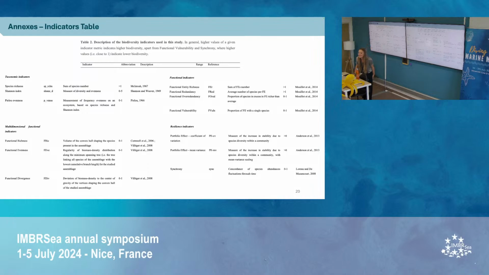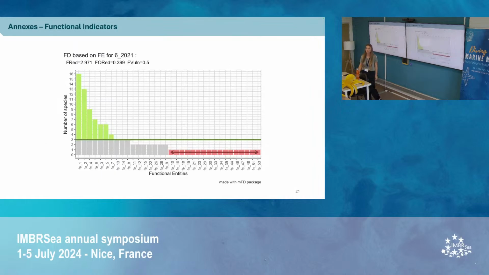Which one is your favorite? I think maybe the difference between functional indicators and multidimensional functional indicators can be a bit tricky and not intuitive. Basically, functional indicators are based on how the species are distributed across the functional entities. So, for example, here we have the 4 functional indicators represented in this graph. We have the functional entity richness, which, like species richness, is just the number of functional entities in a spatial unit, in an assemblage.